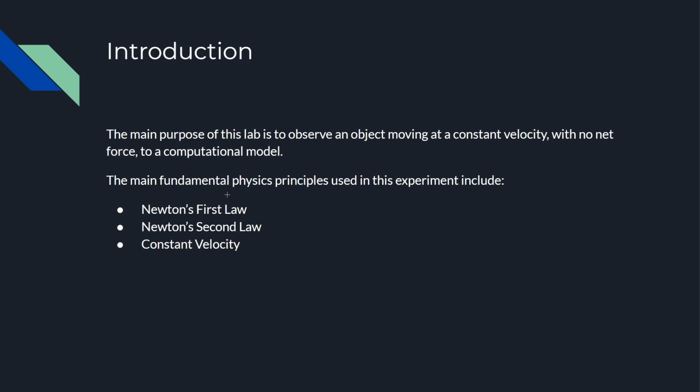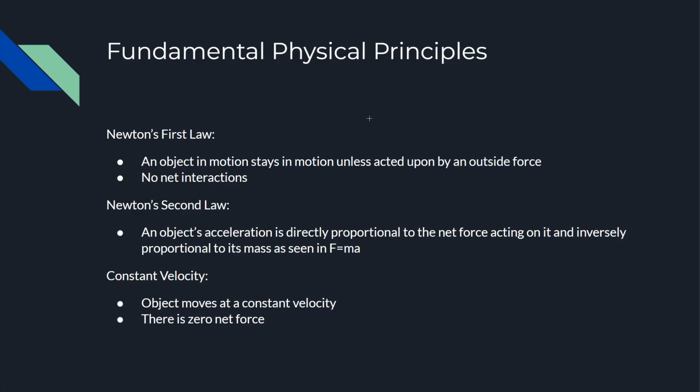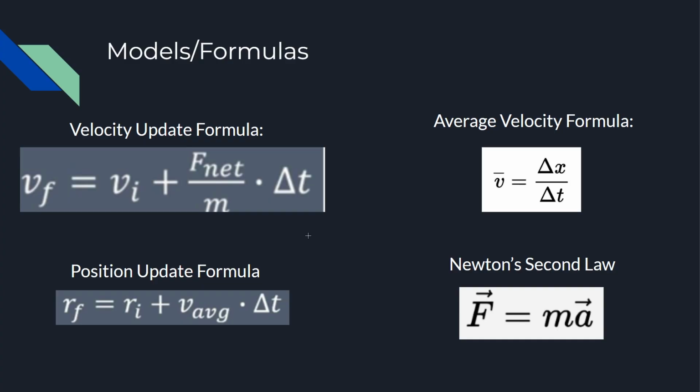The main physics principles used in this experiment are Newton's first and second laws and constant velocity. Newton's first law states that an object in motion stays in motion unless acted upon by an outside force with no net interactions. Newton's second law is that an object's acceleration is directly proportional to the net force acting on it and inversely proportional to its mass, as seen in F equals ma. Constant velocity is just when an object stays at constant velocity with a zero net force.